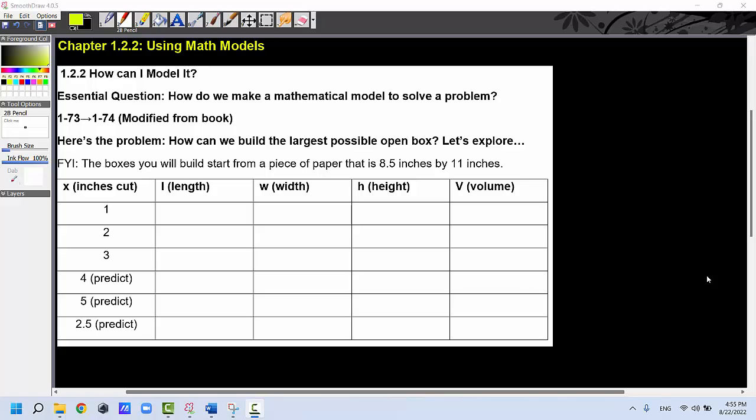In today's episode, we're going to be discussing chapter 1.2.2, which is using math models. The essential question for this section is, how do we make a mathematical model to solve a problem? We're going to look at problems 1-73 and 1-74, and we're basically going to try to optimize and build the largest possible box given that we have a piece of paper that is 8.5 by 11 inches.